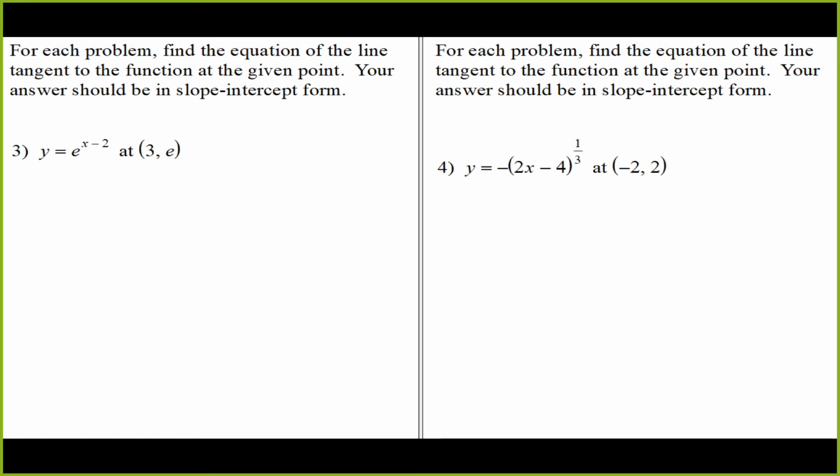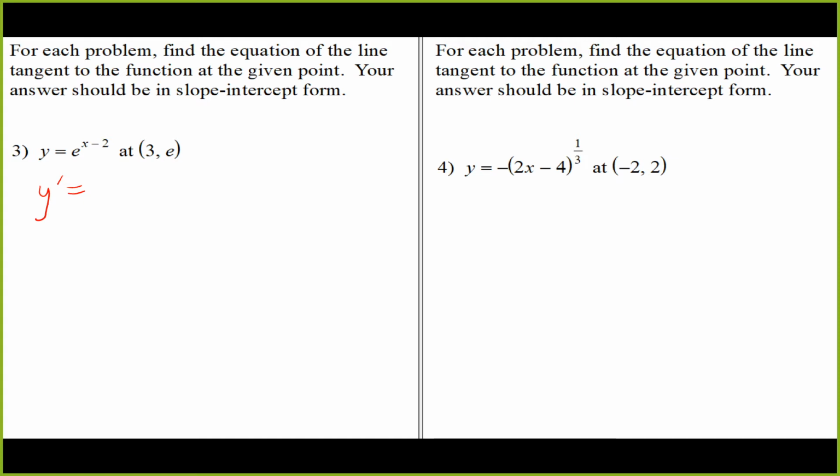So I'm going to have you help with the next one. What's our first step if I want to find the equation of a line tangent to y equals e to the x minus 2 at 3, e? So first we derive. Okay. What happens when I derive this?